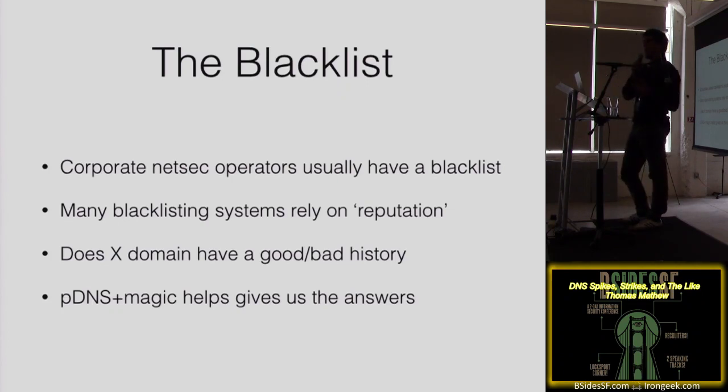And the best method that's currently used is this idea of reputation. That is, a certain domain or an IP might have some sort of historical reputation, i.e., I might know that domain X has a history of hosting Russian spammers. And as a result, when I see outbound or inbound traffic coming from such a domain or IP, I want to block it. So people have come up with a set of techniques using passive DNS and some magic to give us the answers to these blacklist questions.